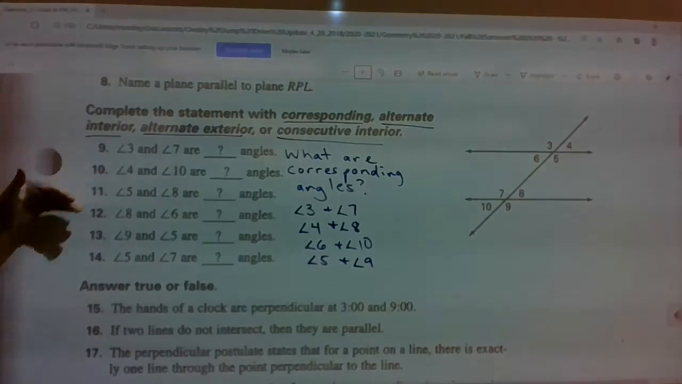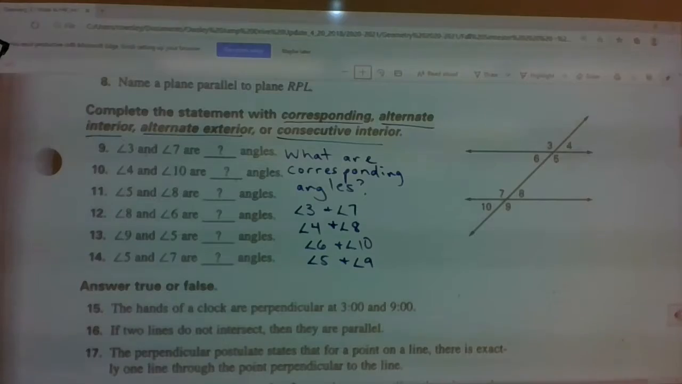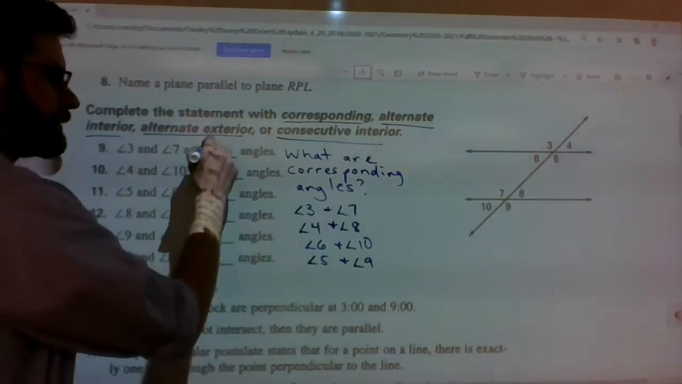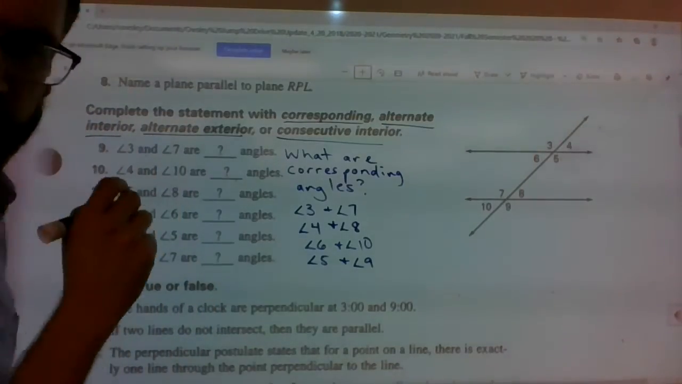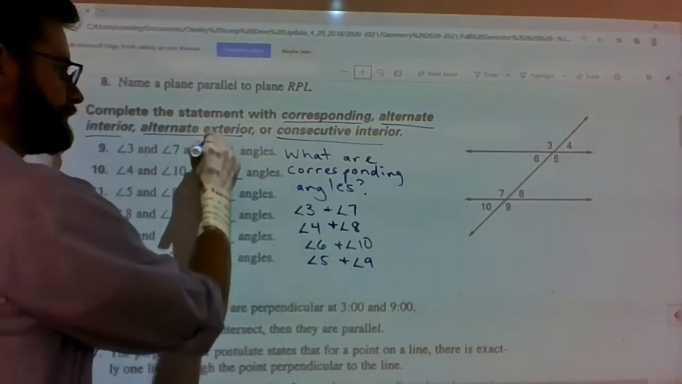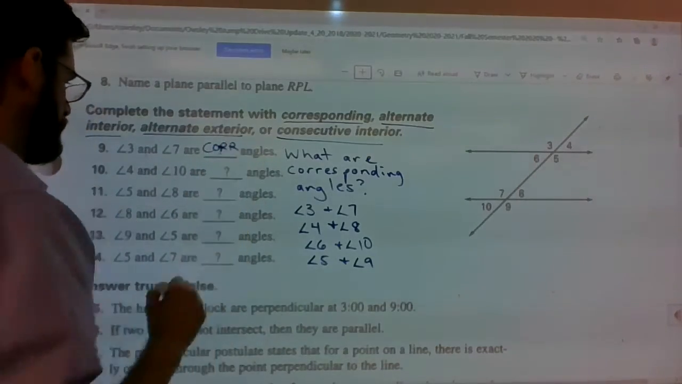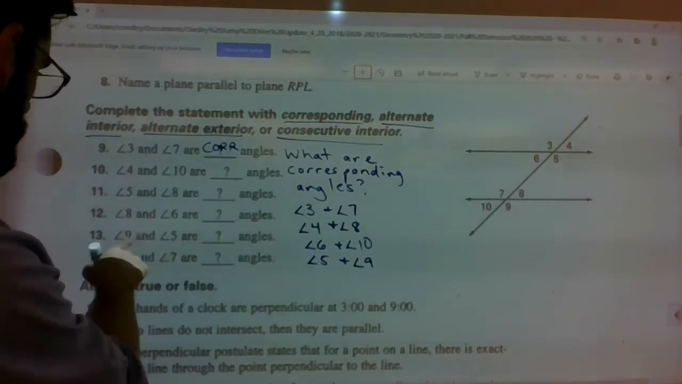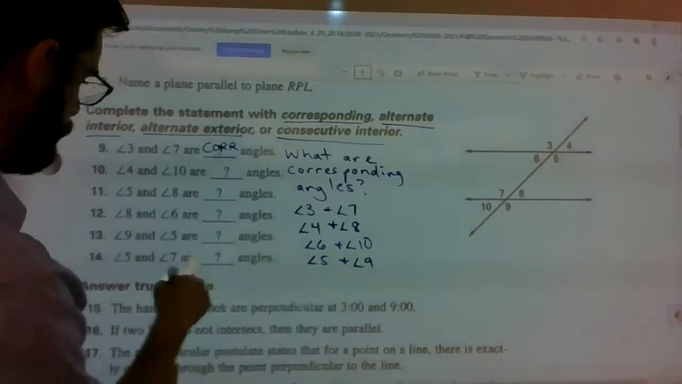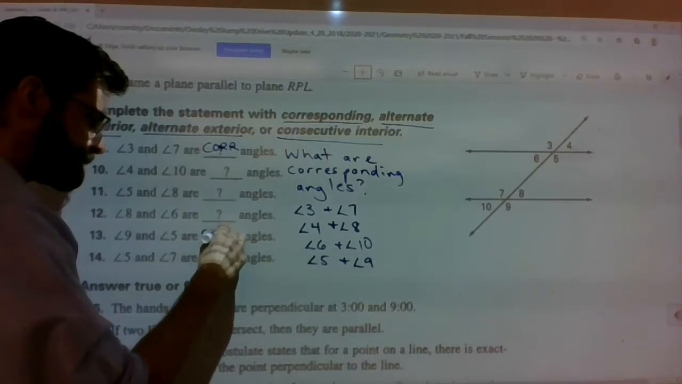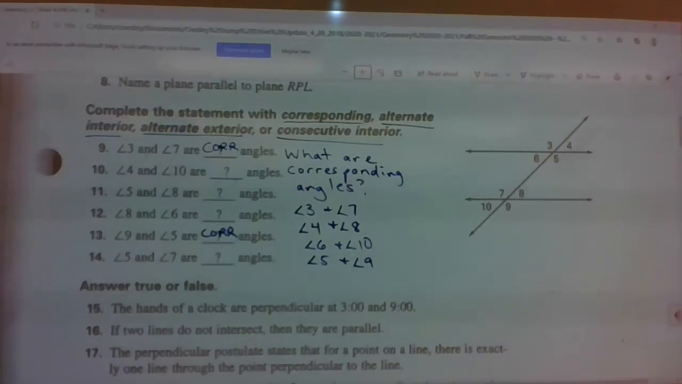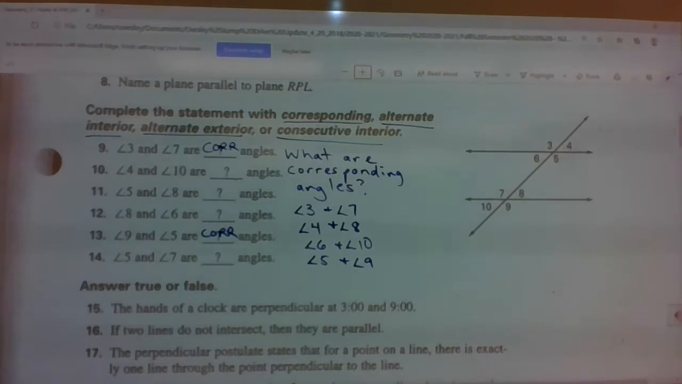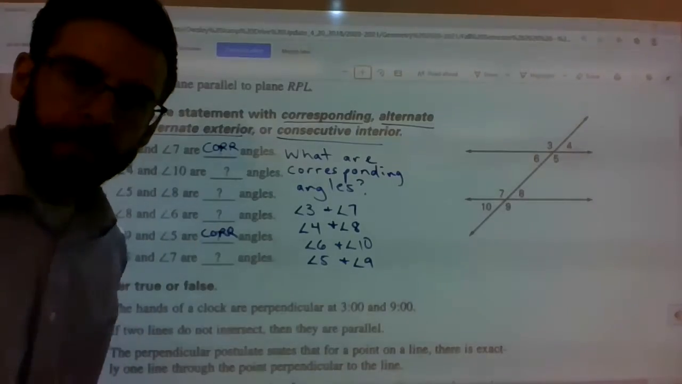So if we look at our series of statements here, do we have any corresponding angles? Well, number 9 right off the bat. 3 and 7, they're corresponding. So you know what? I'll put a little abbreviation. I'll put CORR. 4 and 10, no. 5 and 8, no. 8 and 6, no. 9 and 5, yes. Those would be corresponding. And then 5 and 7, no. Okay, so right off the bat, that gives us 2 of the answers up here. So these are corresponding angles.